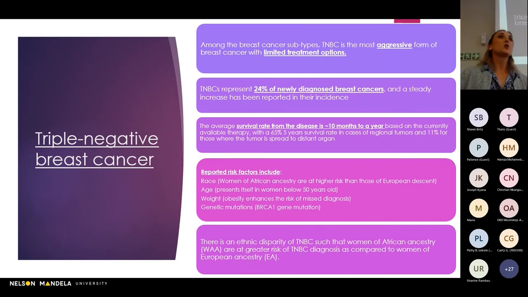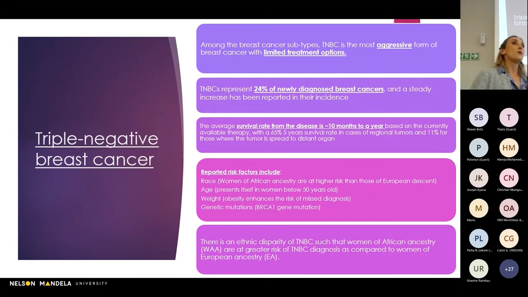Triple negative breast cancer is quite problematic because it is a particularly aggressive form of breast cancer with very limited treatment options. It represents up to 24% of newly diagnosed breast cancers, with a steady increase in prognosis and incidence. Unfortunately, the average survival for this breast cancer is between 10 months and a year with the available therapy on the market, with a 65% five-year survival rate in cases where the tumor has been isolated to a specific area, and an 11% survival rate for those tumors that have metastasized to different parts of the body.